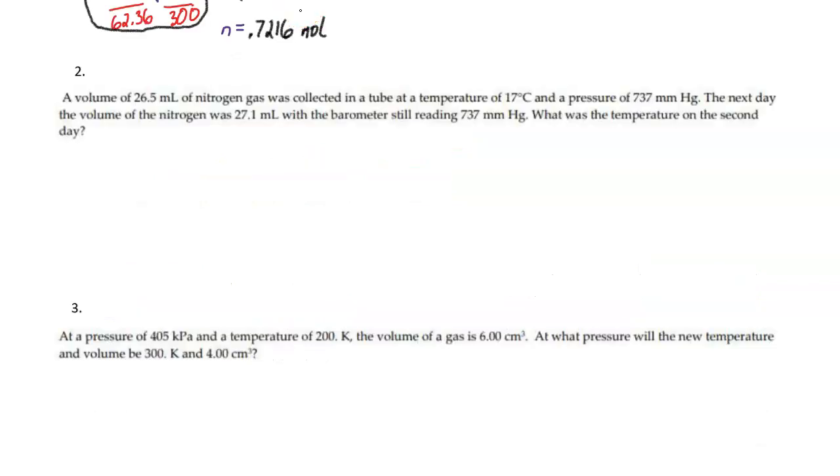Here is question 2. First, read the entire question through. Get a sense of what it's all about. A volume of 26.5 milliliters of nitrogen gas was collected in a tube at a temperature of 17 degrees Celsius and a pressure of 737 millimeters of mercury. The next day, the volume of the nitrogen was 27.1 milliliters, and the barometer still reads 737 millimeters of mercury. What was the temperature on the second day?